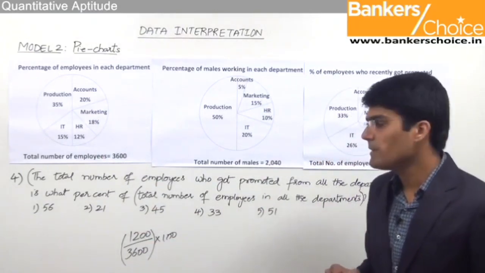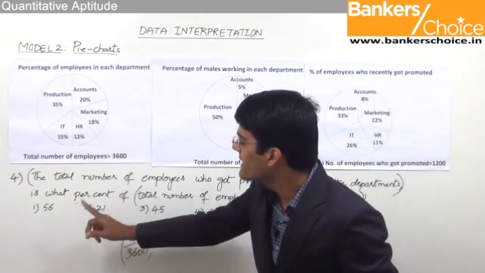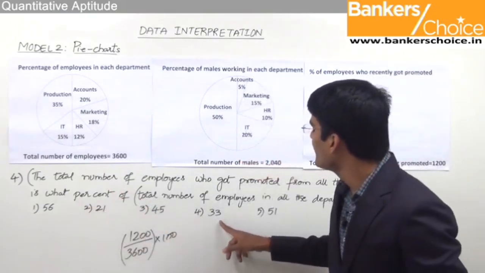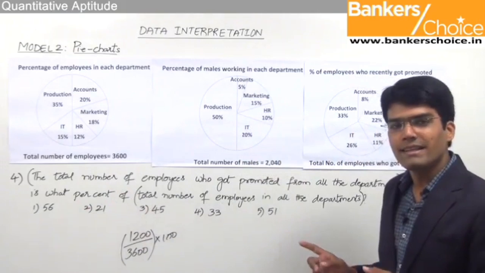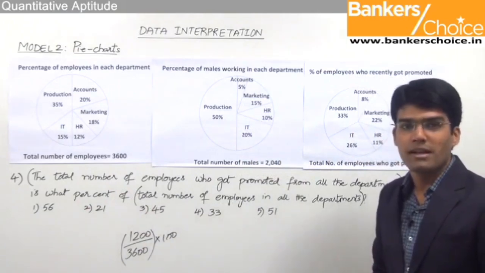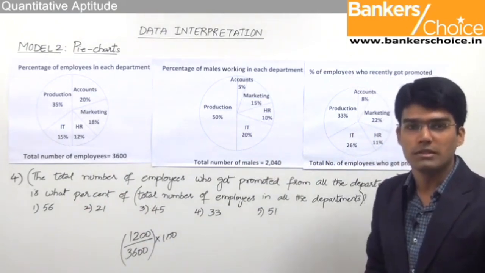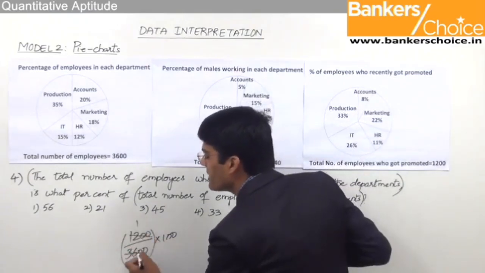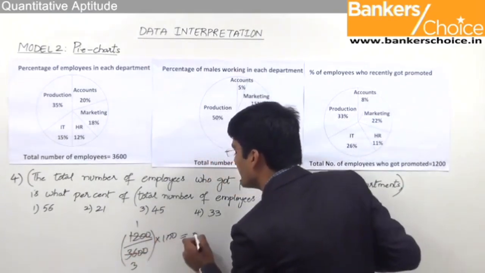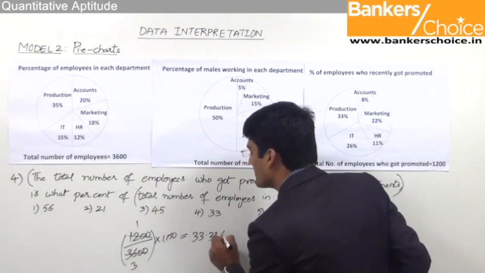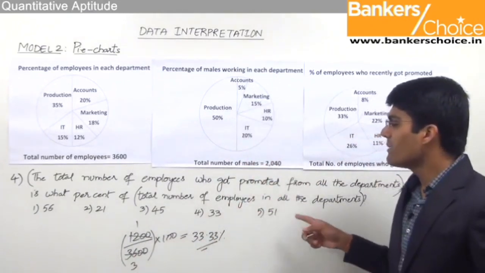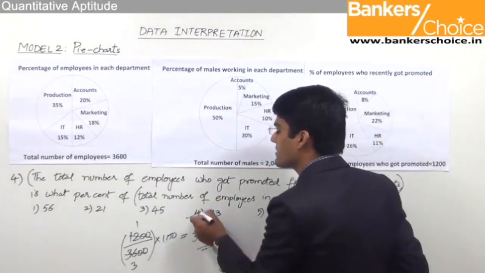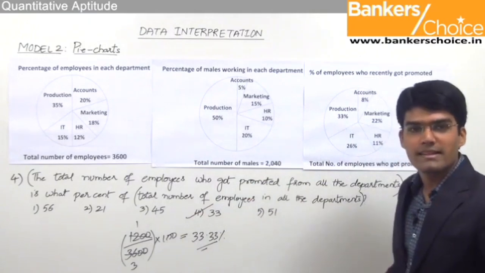Now before we do the simplification, look at the options: 56, 21, 45, 33, 51. Very clearly approximate calculation can be done. Why? Because options are not very close to each other. So approximately 12 by 36, we know that this is 1 by 3, and 1 by 3 is 33.33%, and out of the given options the best one here is 33%. So we say that option 4 is the correct answer.